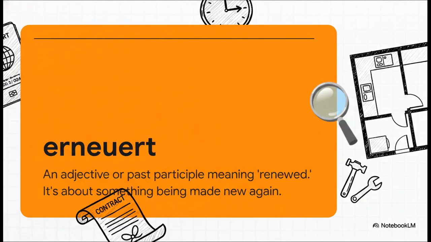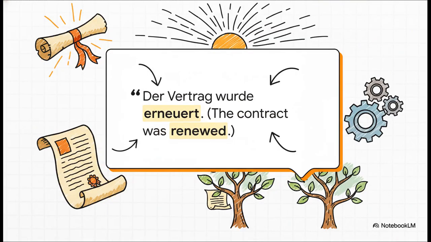Erneuert comes from the verb erneuern, which means to renew. It's used to describe the state of an object, a noun that has been transformed, updated, or literally made new again. We're talking about things like renewing your passport, your driver's license, or even a full kitchen renovation. And here is the perfect example.